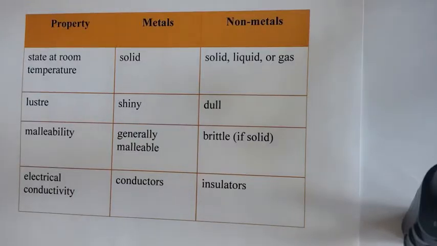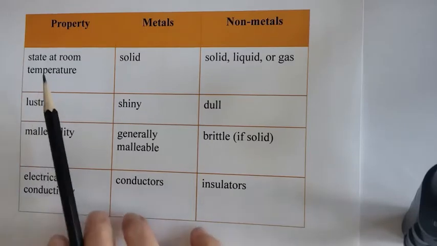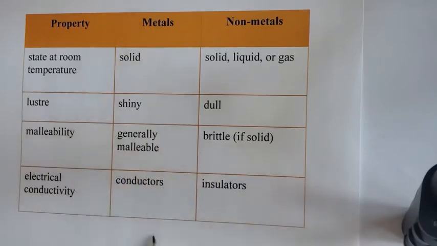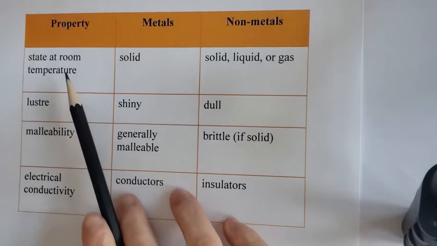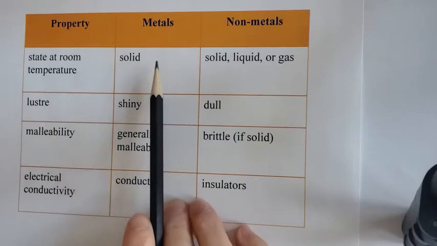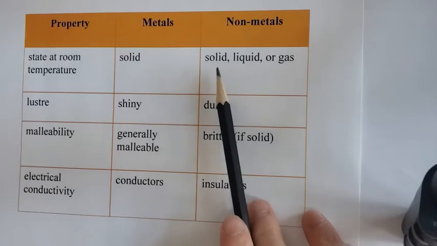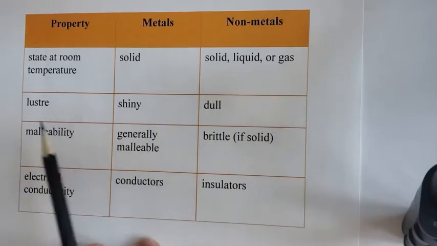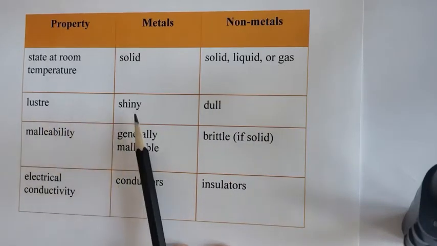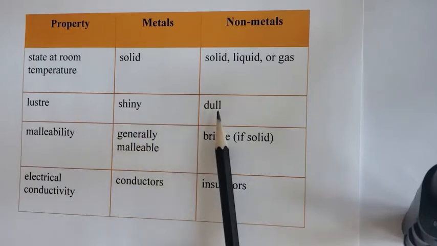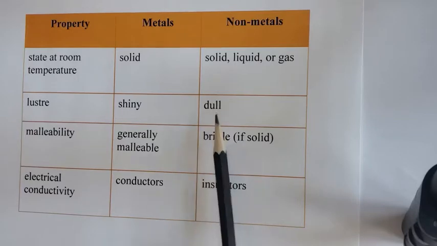So we need to know the difference between a metal and a non-metal, and each have specific characteristics. So here's the property of the metals and the non-metals. For instance, all the metals except for mercury are actually solid at room temperature. Non-metals can be at room temperature solid, liquid, or gas. Another property is luster. Well, metals tend to be shiny. Non-metals tend to be dull, so the opposite of shining.